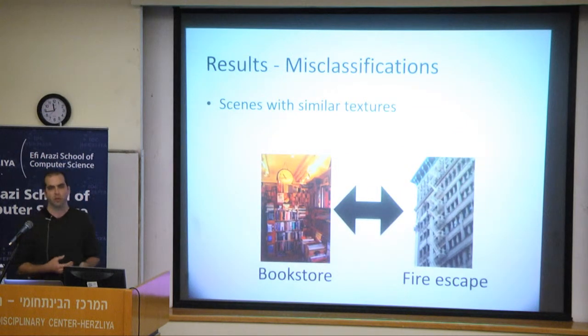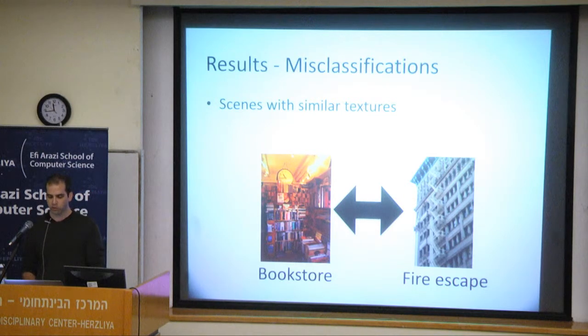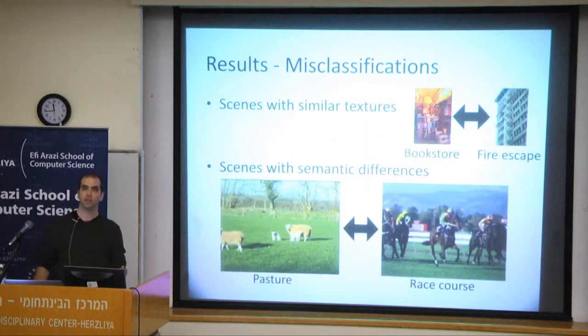So here you can see a couple of our misclassifications. Since our descriptor is texture-based, scenes that share a similar texture sometimes get confused. Here you can see such an example. The bookstore and the fire escape both contain strong horizontal and vertical patterns. Therefore, they were sometimes misclassified. Here you can see another example of common misclassification between scenes that differ mostly in their semantic context, such as the pasture and the racecourse.